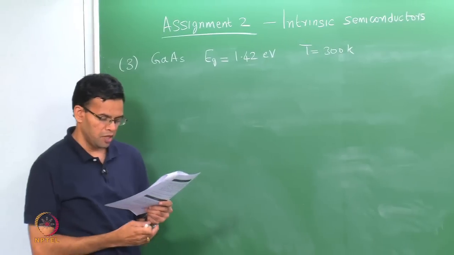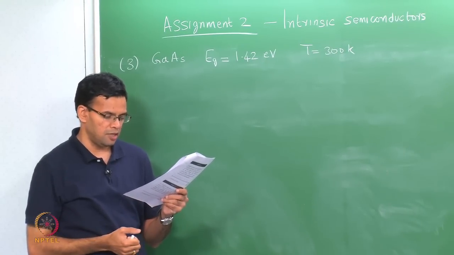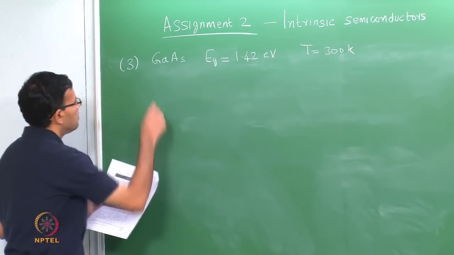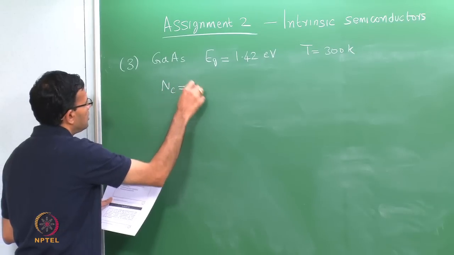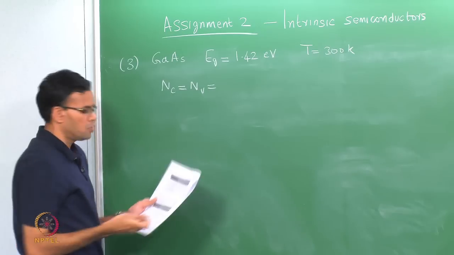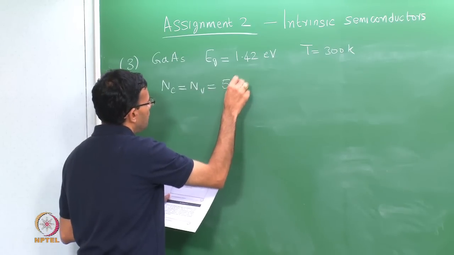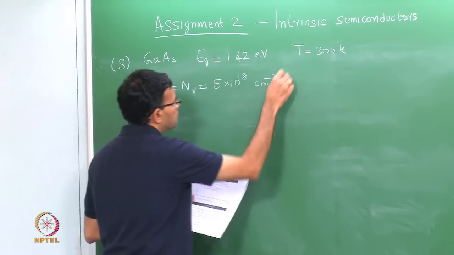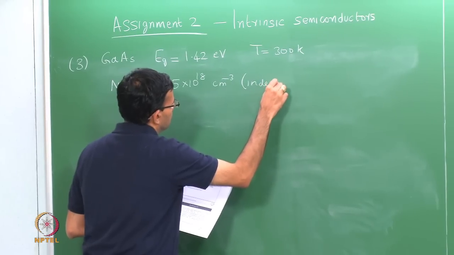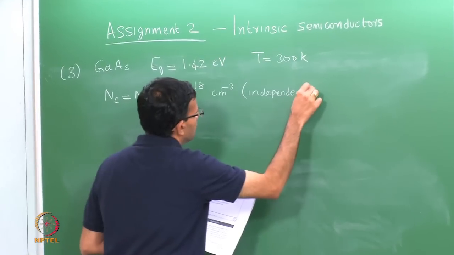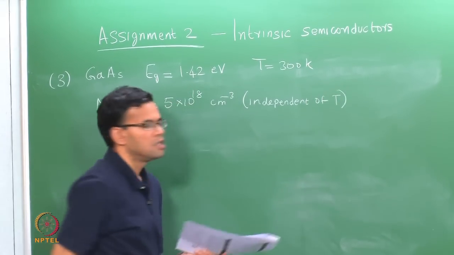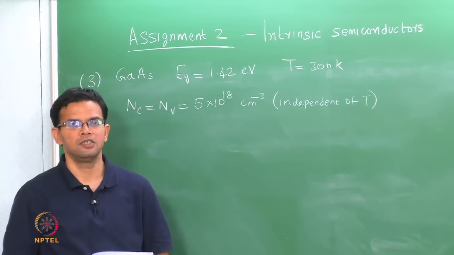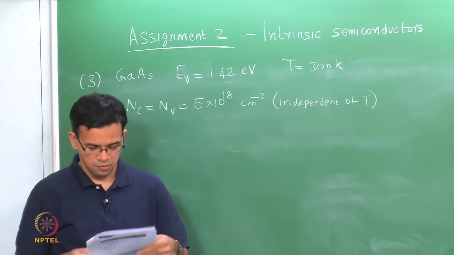Take Nc equal to Nv equal to 5 times 10 to the 18 per centimeter cube, and also independent of temperature. So, the Nc and Nv values are given, and just for this question we are assuming that both are the same and that they are also independent of temperature. Strictly speaking, this is not true, but for this particular question, this is a very valid assumption.